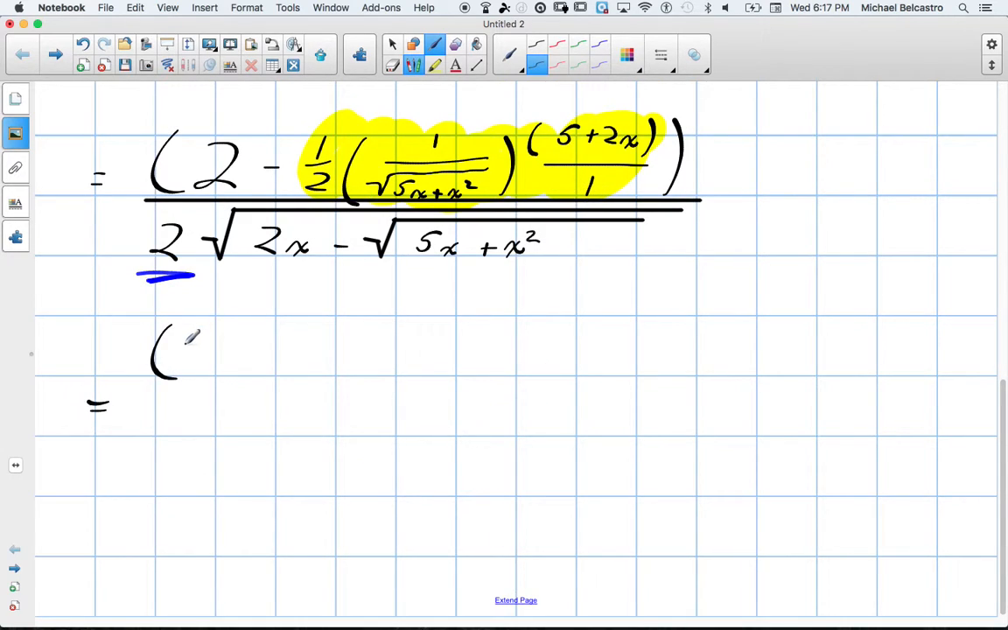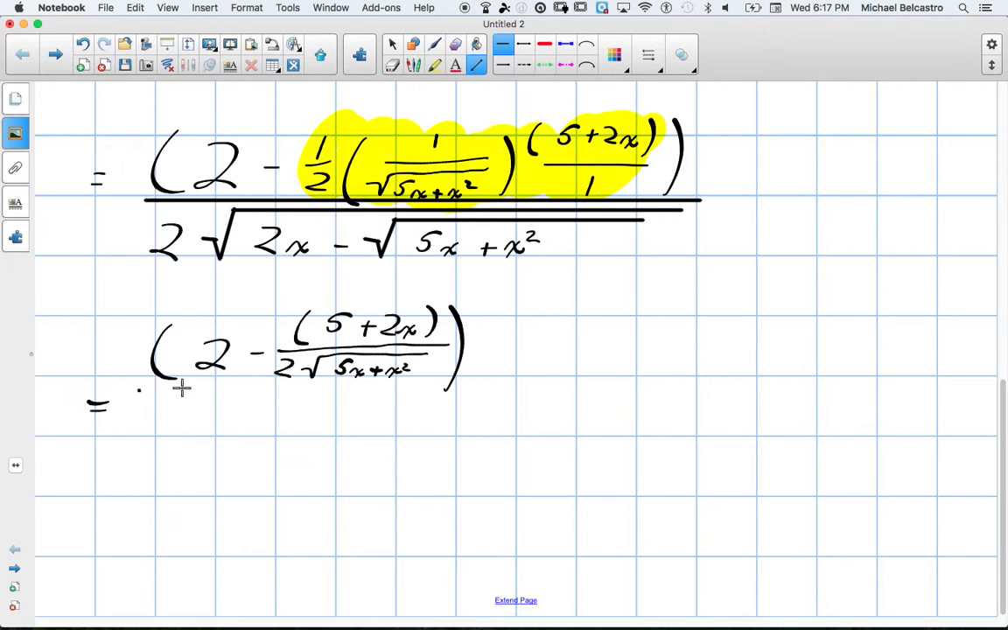And I actually don't need the brackets anymore. I'm going to keep it 2, subtract, and this bracket will read 5 plus 2x. So we brought that numerator in. It took over everything. And the bottom of this, and I already turned that into root, becomes 2, the root of 5x plus x squared. It's hard to see, I know. All divided by the thing on the bottom, 2.